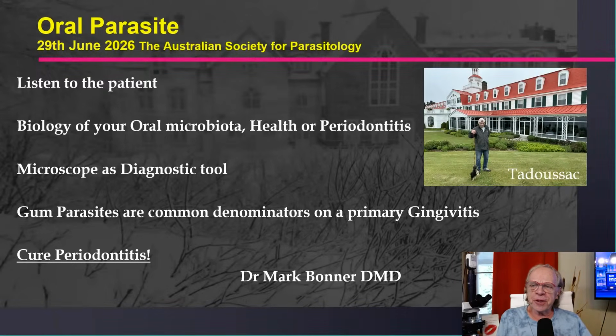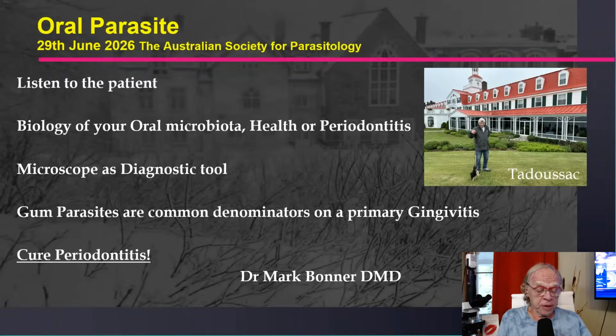Okay, so the most important thing if you want to treat and cure patients is really to listen to what patients are asking. Most patients want to be cured of gum disease, and nobody, or not many, listen to this technique. So it's very important. Patients want to be cured simply. And the most important thing in periodontal disease is biology. So biology of oral microbiota, understanding what is health, understanding what is gum disease or periodontitis.